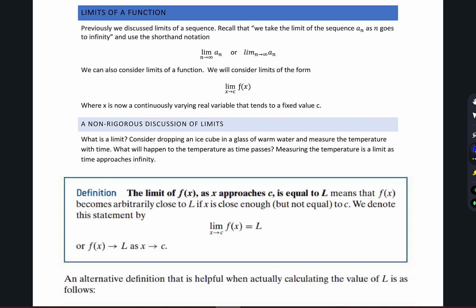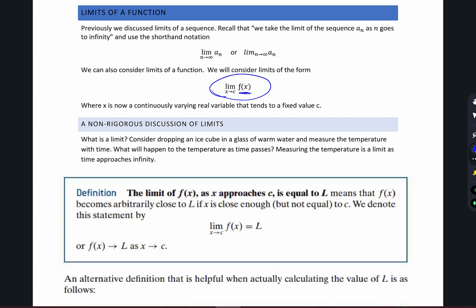Recall that we take the limit of a sequence a sub n as n goes to infinity if we use this shorthand notation. We could also consider limits of a function. And so when we consider limits of the function, we generally use notation like this. So here notice we're using f of x to denote the function, but remember the choice of the letter f is arbitrary. You could also have a g of x here, you could have an h of x, and then also the use of x is arbitrary. X is usually the most common letter that you'll see, but y is also commonly used.